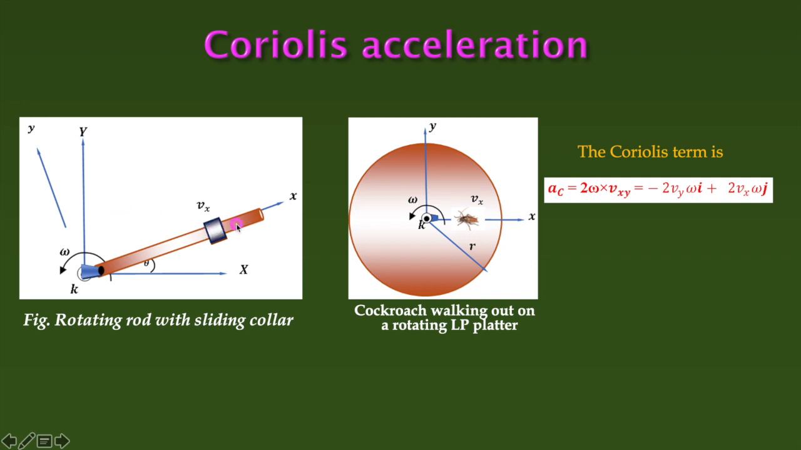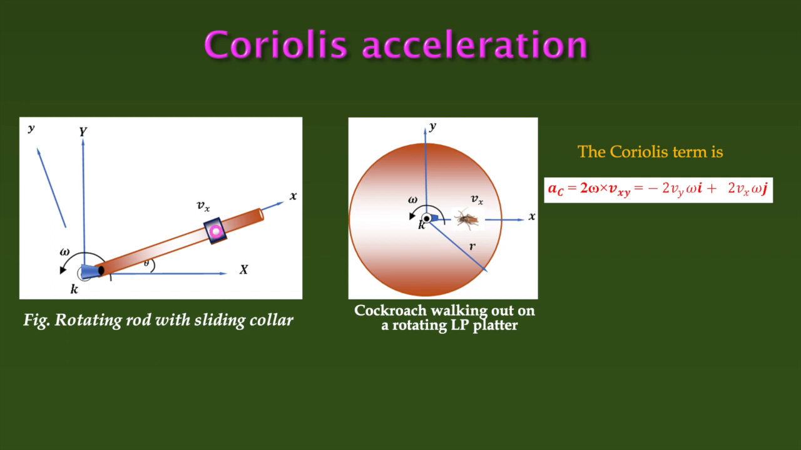So the collar has a linear motion with respect to the rod, so there is a corresponding linear velocity. Let's consider this as Vx. And the rod itself is rotating with omega. So with respect to the absolute frame, the fixed reference system, there is an acceleration of the collar.